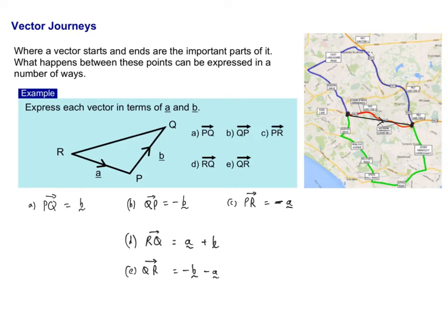So if we look here, I could have done this. I could have said QR is the negative of RQ. It's the same vector but backwards. So that means it's going to be the negative of A plus B. And remember, this really means negative 1 times whatever is inside the brackets. So I'd have the negative of A, the negative of B. Now the order we add things in, because remember, subtracting and adding are essentially the same thing, doesn't matter.